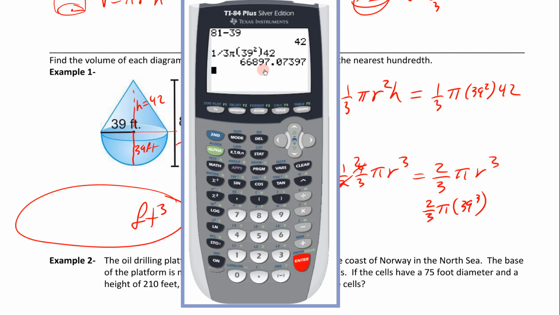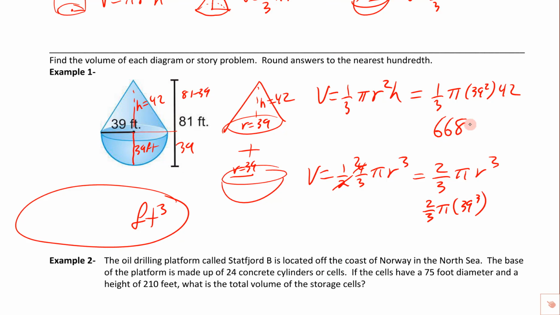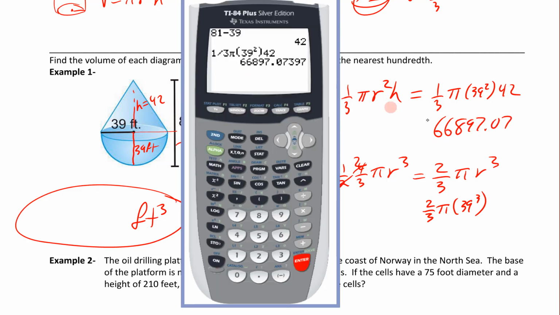66,897.073. So that is not going to allow us to round up. So 66,897.07. 66,897.07, and I always like to double check and make sure because this disappears off the screen. Okay, so we're in good shape there.